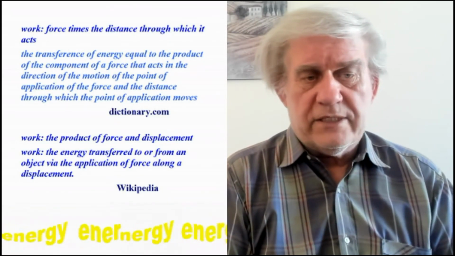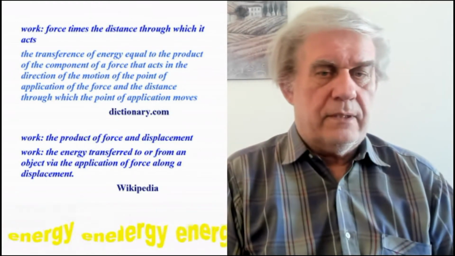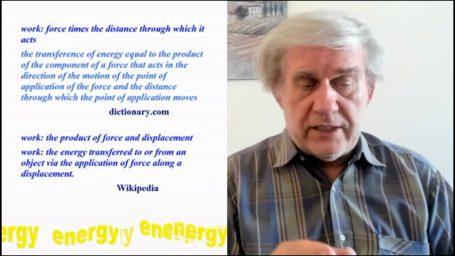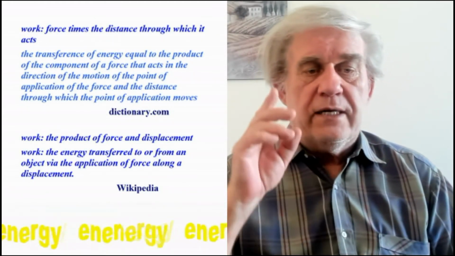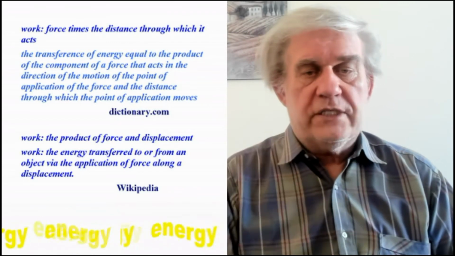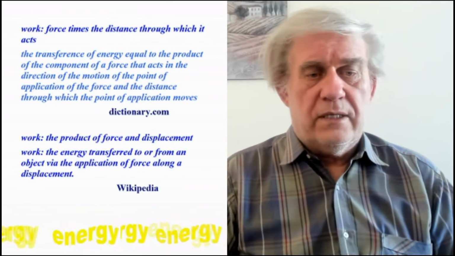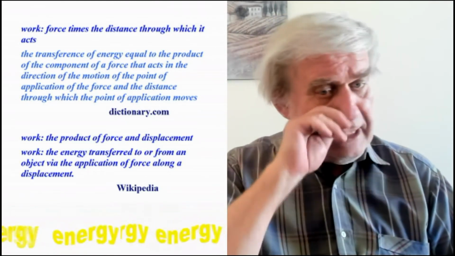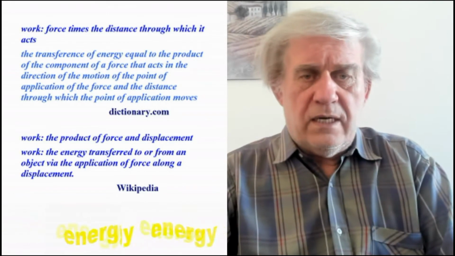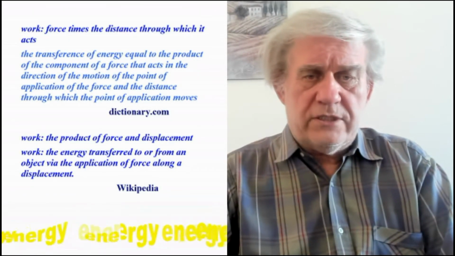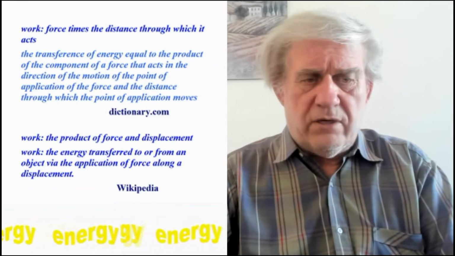What does Wikipedia say? Well, work is the product of force and displacement. Okay, that sounds straightforward. Then it continues: work, the energy transferred to or from an object via the application of force along a displacement. Again, the energy transferred. Okay, so there you see all these energy thingies moving from right to left. Is that what work is? Just a bunch of concepts being transferred? I mean, what is this thing called energy?